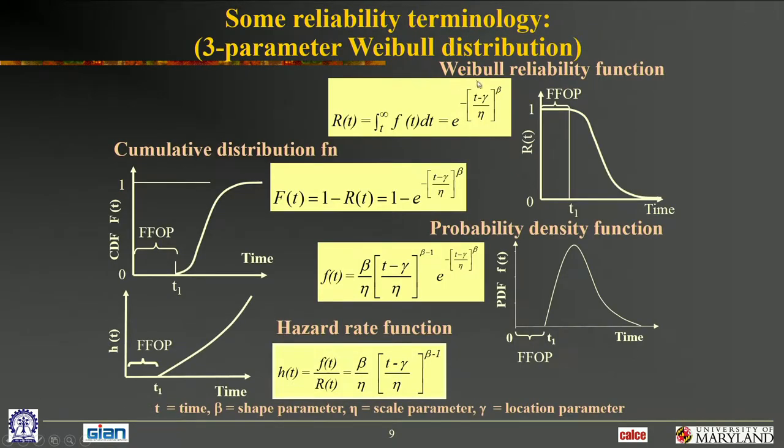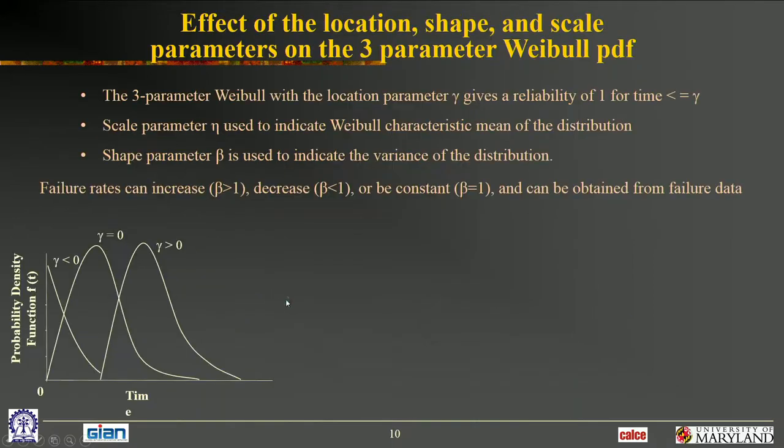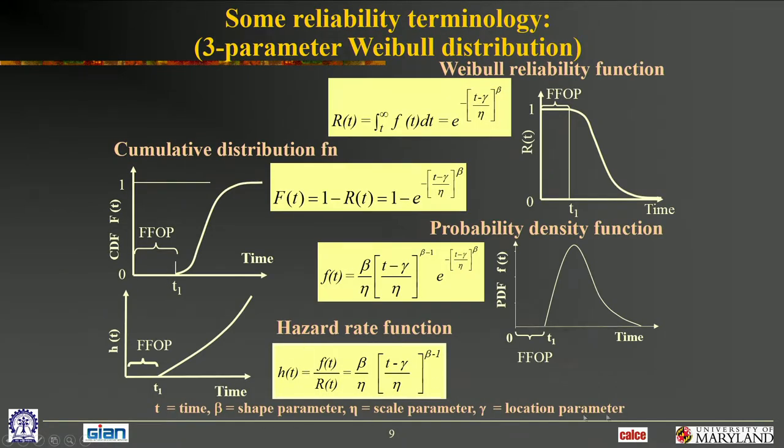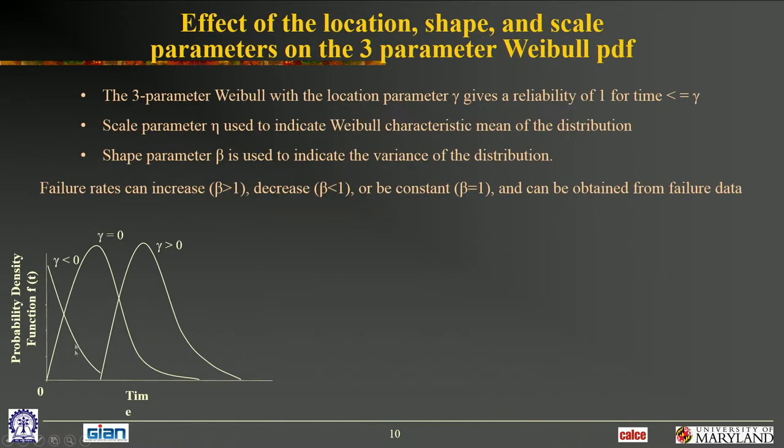So the Weibull distribution has three parameters. Each of those three parameters has some meaning. So let's talk about that again one more time. I described it briefly, but let's talk about it again. So let's start with the location parameter gamma, this one. Okay, that's the location parameter gamma. That tells you where the distribution starts.